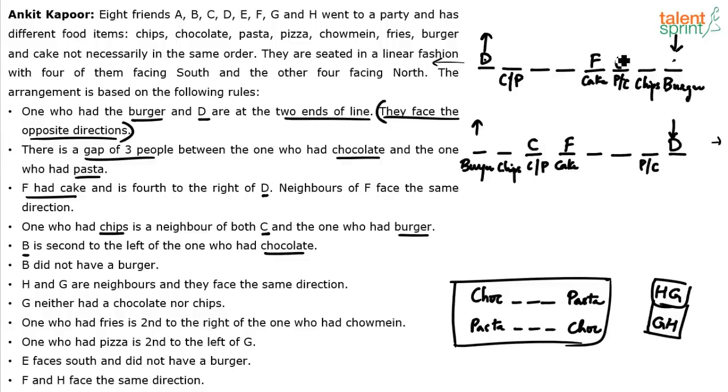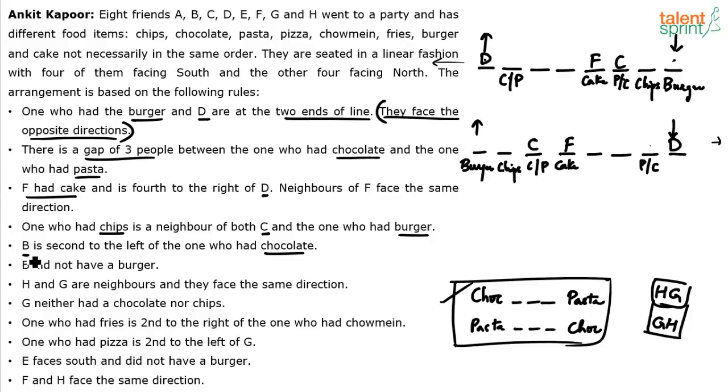If chocolate is here, then pasta comes here. If pasta is here, then chocolate comes here. Similarly, if chocolate is here, pasta comes here. If pasta comes here, then chocolate comes here. And some other clue will probably help us. So I think this has been done. Let's try the other point now. Understand, C denotes chocolate and P denotes pasta. What else is given to us?